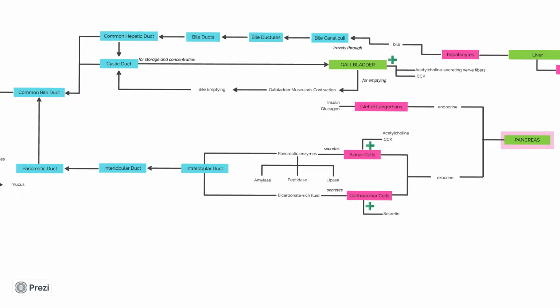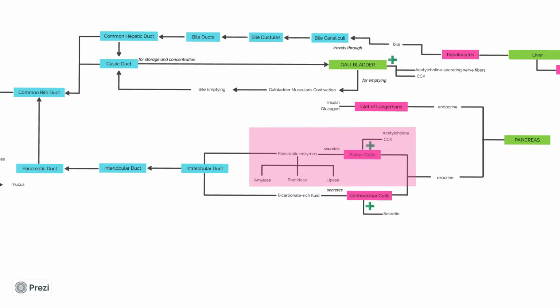The pancreas, which lies behind the stomach, has both an exocrine and endocrine part. The endocrine function of the pancreas involves the islets of Langerhans that produce insulin and glucagon. Meanwhile, the acinar and centroacinar cells comprise the exocrine portion of the pancreas.